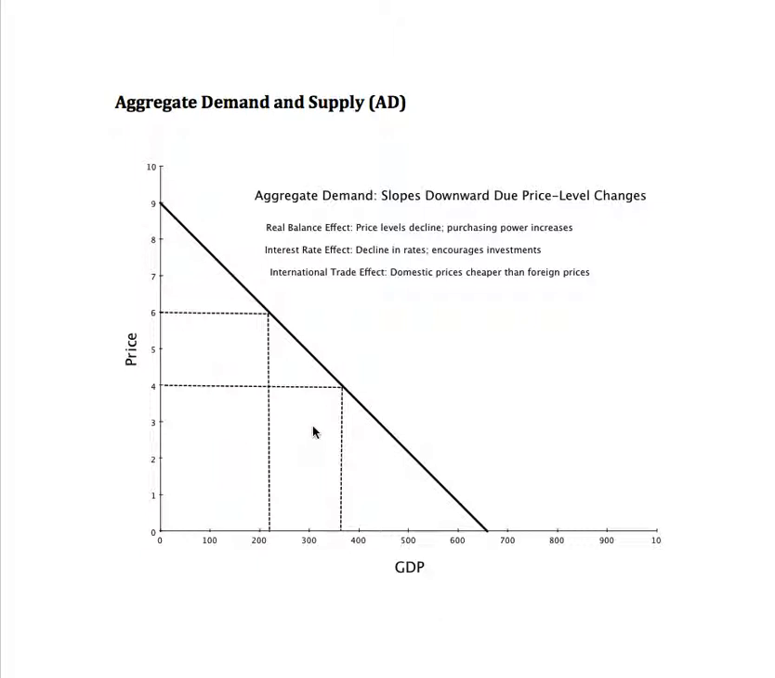And just the opposite, vice versa. In other words, if our price levels increase, GDP is going to decline. If our interest rates are increasing, GDP will decrease. And if our prices are higher than foreign prices, it'll be just the opposite impact. So that's what we mean by aggregate demand. There's an inverse relationship between price and what's going to happen to GDP from a price standpoint.